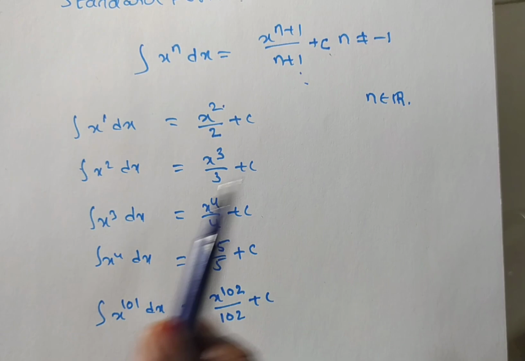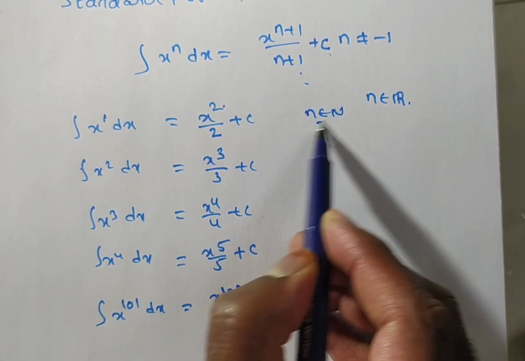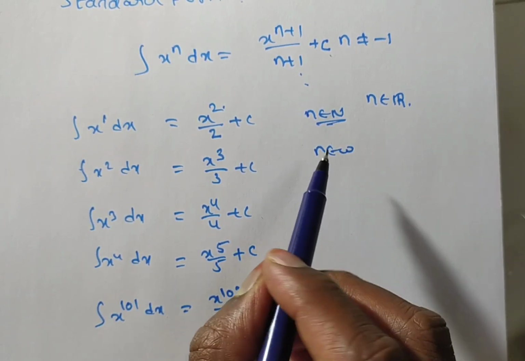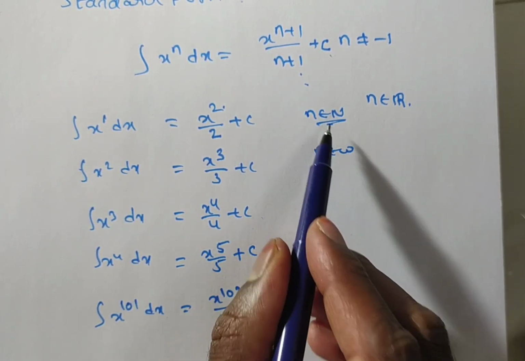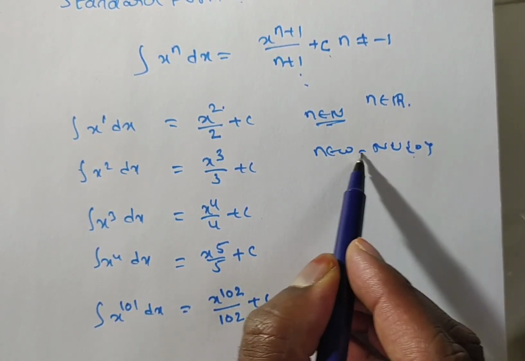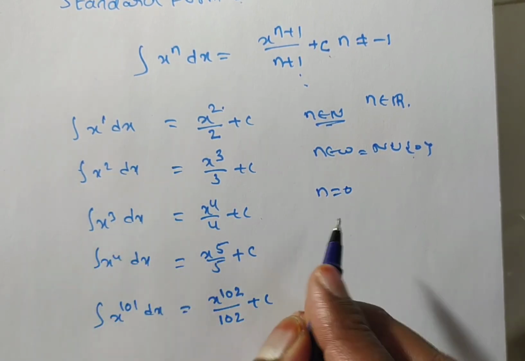So first we have taken n as natural numbers, so we started with n belongs to N. Next, n belongs to the whole number set. The difference between natural and whole numbers: natural numbers union the single term 0 gives whole numbers, or not? So now n is equal to 0. If n is equal to 0, what will happen?